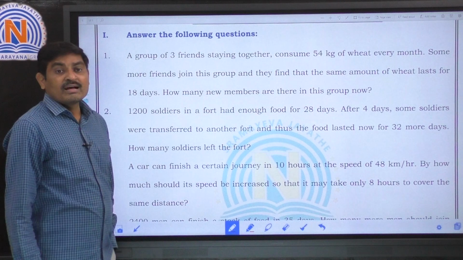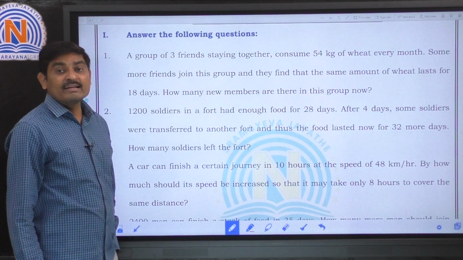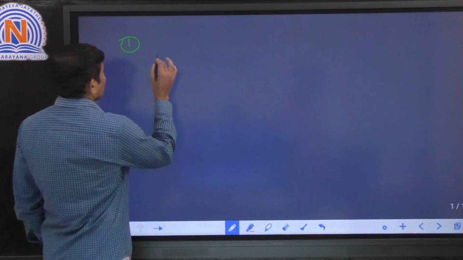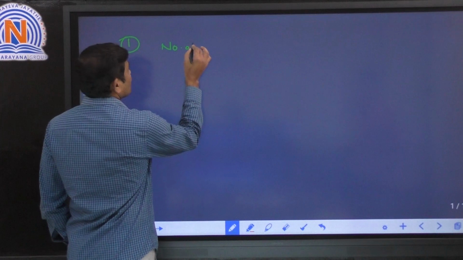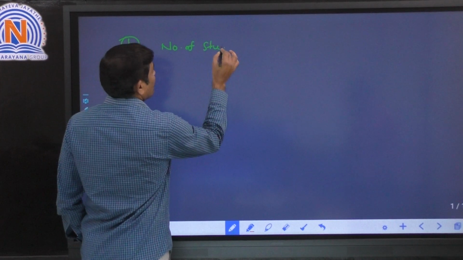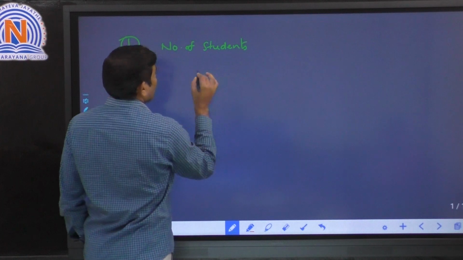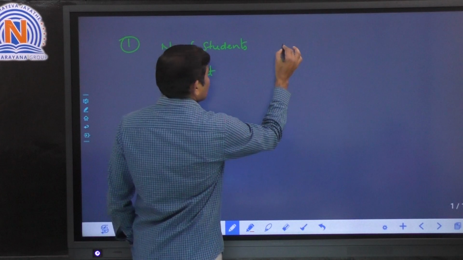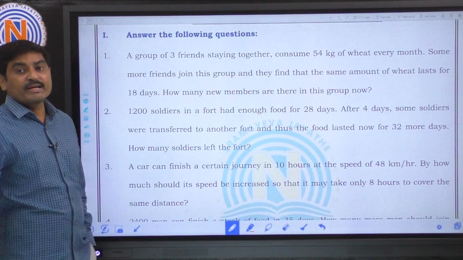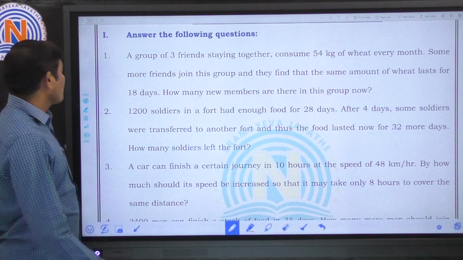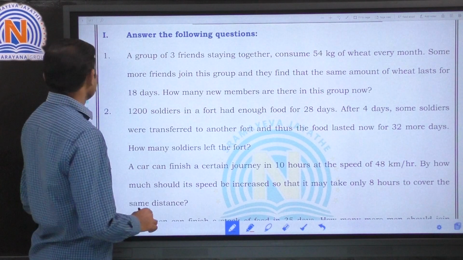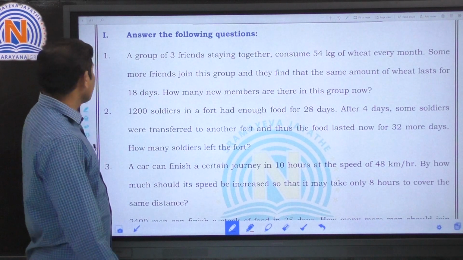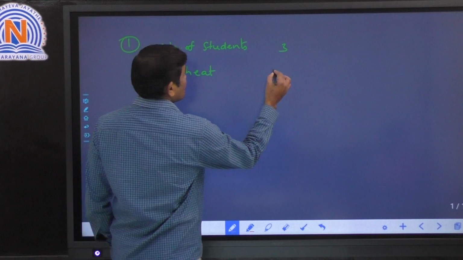Here, see, number of students and wheat. For 3 students, how many days will it be enough? 54 kilograms. Okay, 3 students staying together consume 54 kilograms of wheat every month.